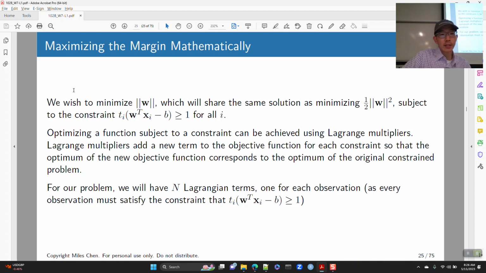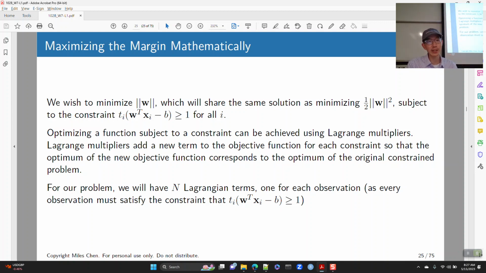Okay, and so we want to minimize this thing, and it will share the same solution as minimizing this quantity here. That's just there to aid with the mathematical operations subject to the constraint, right? One way to solve for a solution where you're trying to optimize a function, whether you're finding a maximum or a minimum subject to some kind of constraint, is to use Lagrange multipliers, right?